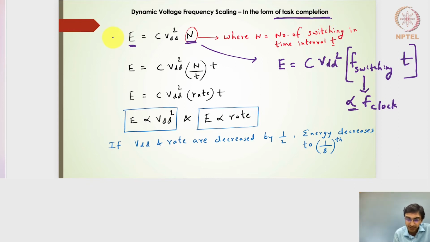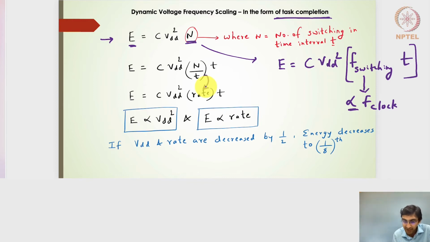Right. So coming back to this particular energy term, which we arrived at from F switching multiplied by T, we can also have it as a function of the number of switching in the time interval of T. If I divide it by the time interval T and then multiply by T, this N by T is nothing but the number of switching per unit time. We can also call this the rate. So for a particular task, we can also define the rate. If it is the rate of 100%, that means we need whatever number of switching in that particular time duration. That will say that it's 100% of rate.